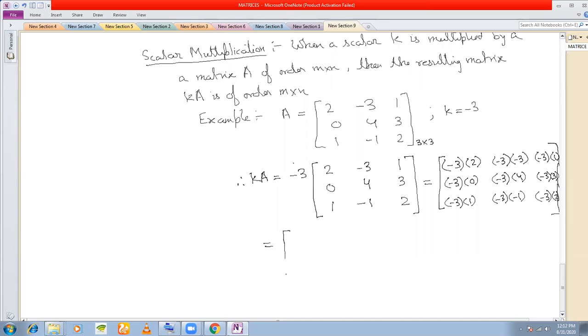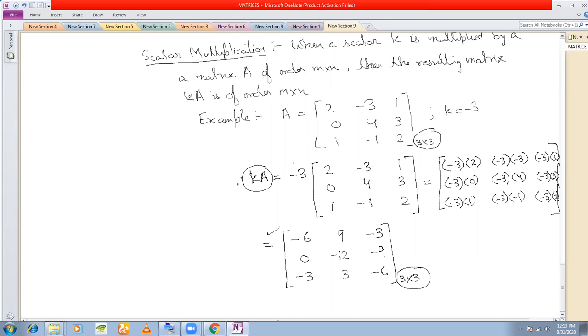So the resulting matrix will be -6, -9, 9, -3, 0, -12, -9, -3, 3, and -6. If you see the resulting matrix, this is the matrix kA. And what is the order of this matrix? 3 into 3. See that the order of A was 3 by 3, and the order of kA is also 3 by 3.